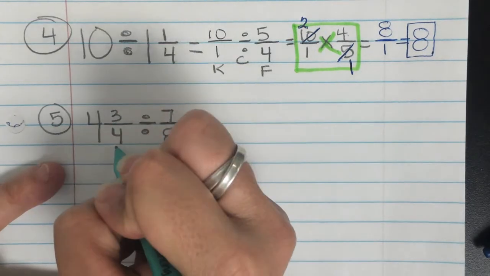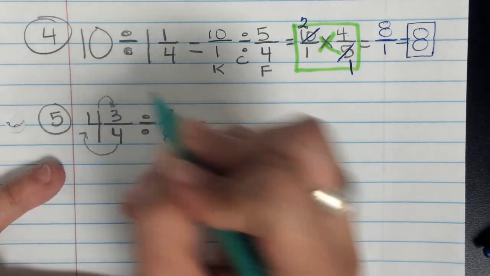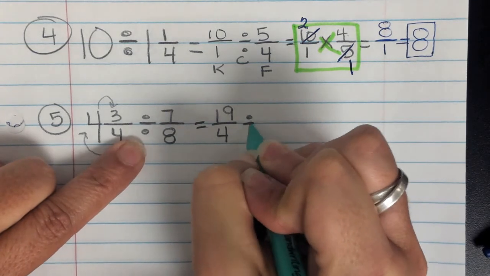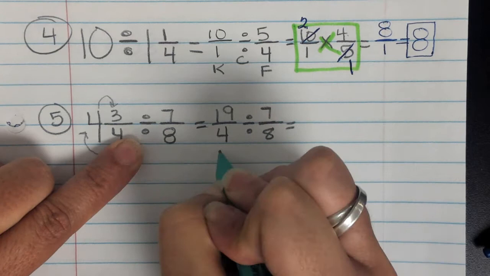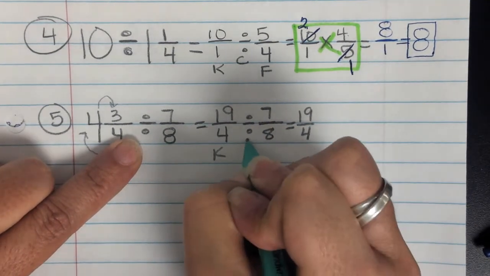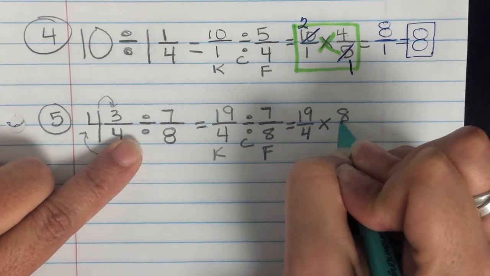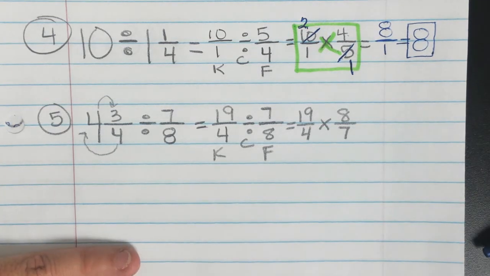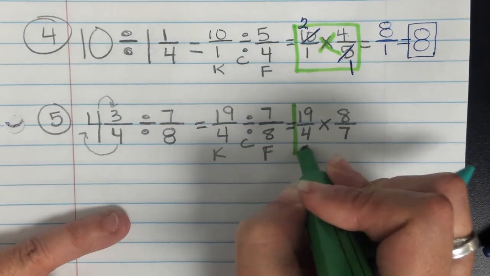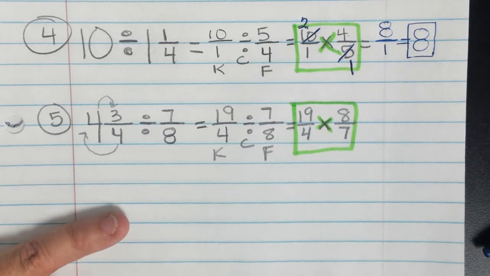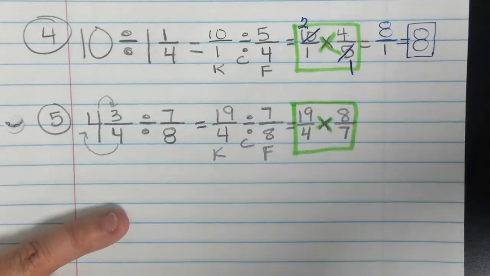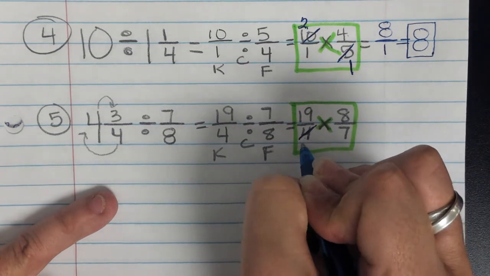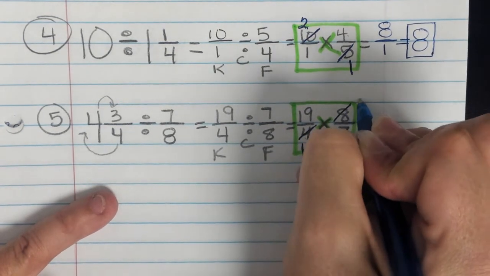Okay? Okay. 4 times 4 is 16 plus 3, 19 over 4, divided by 7 over 8. Keep 19/4, change, flip. Well, my question is first, does anything simplify? Yes. Yeah, the 8 and the 4, let's make our lives a little easier at least. I even see the 19 and I start to kind of cringe and think, ugh. But listen, if we can at least change these, 4 divided by 4 is 1, 8 divided by 4 is 2.